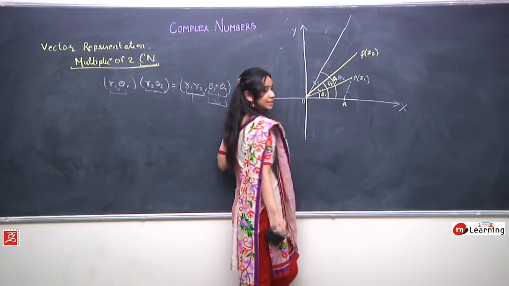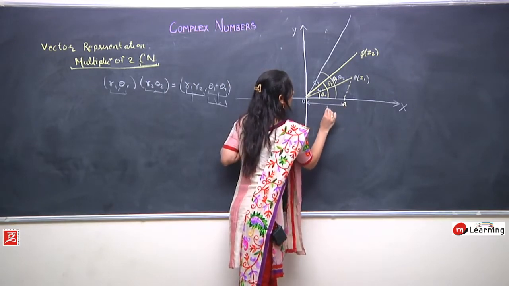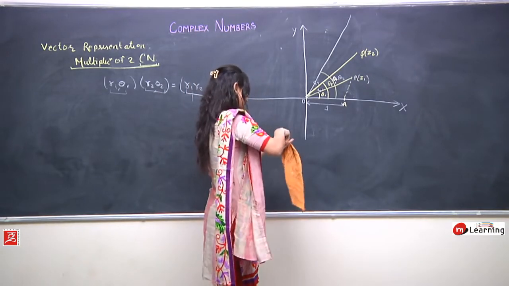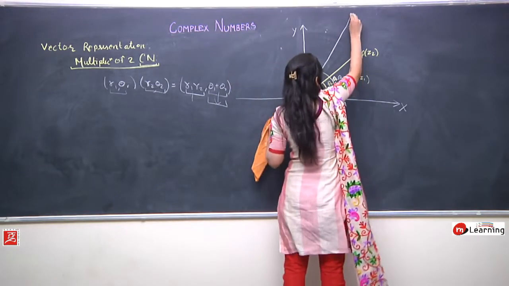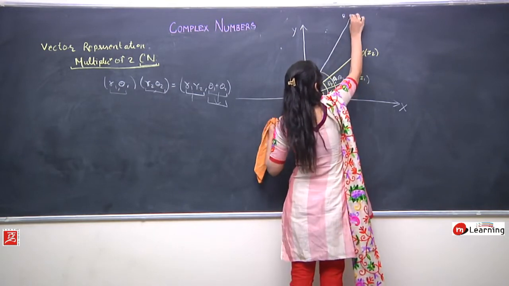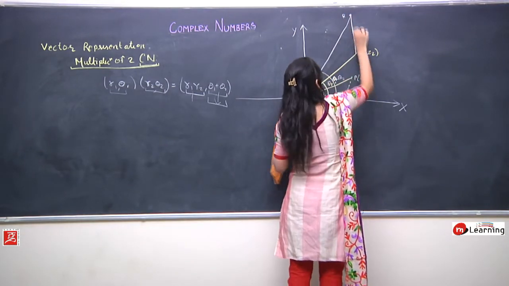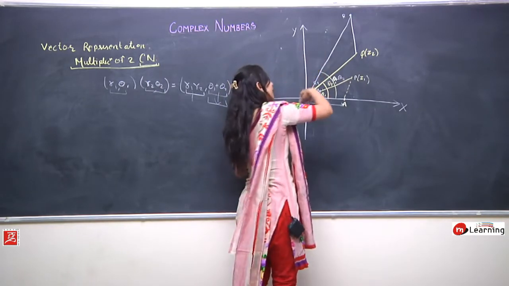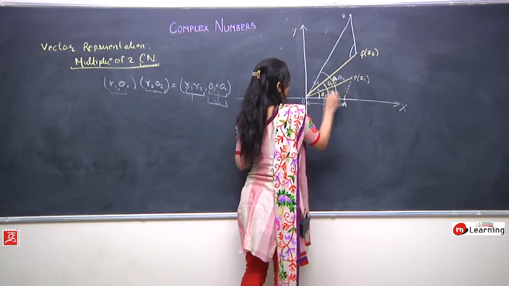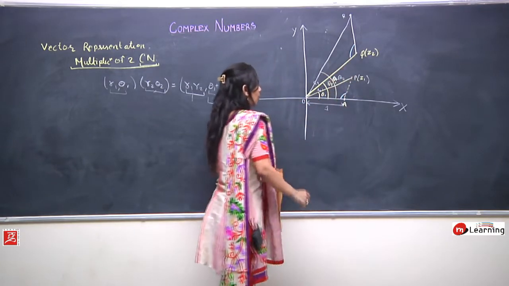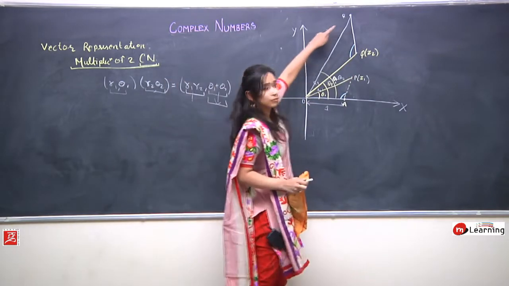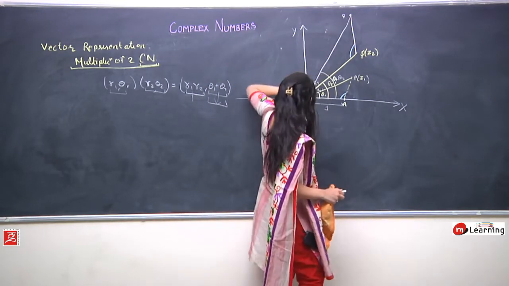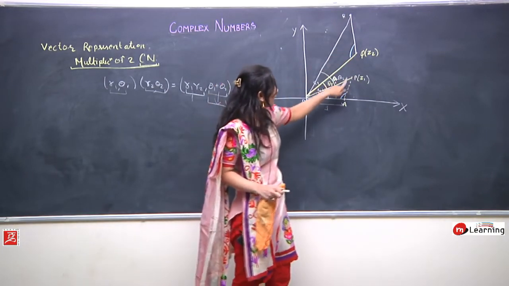So let us take a point A on the x axis such that this length OA is equal to 1. And let us do one more thing. I am taking a point R on this line such that this angle OQR is equal to this angle OAP. Once again, on this line which has an argument of theta 1 plus theta 2, I have taken a point R such that angle OQR is equal to angle OAP.